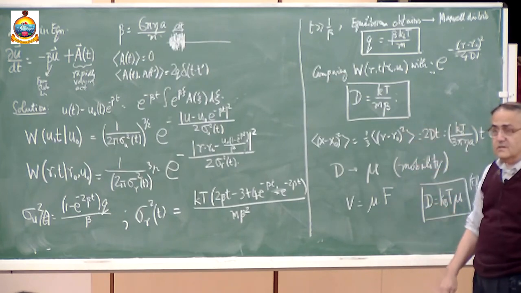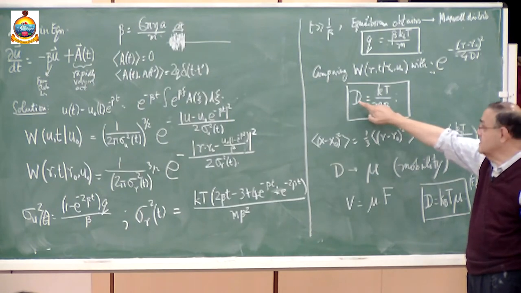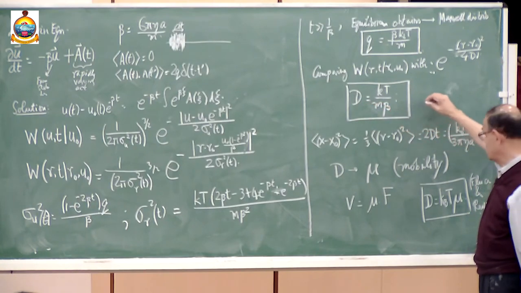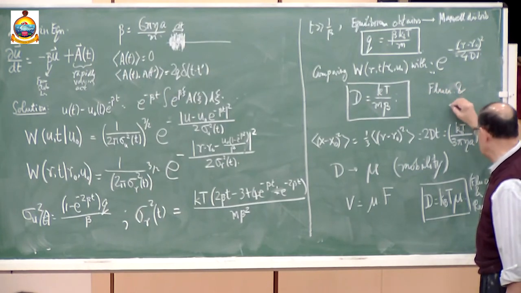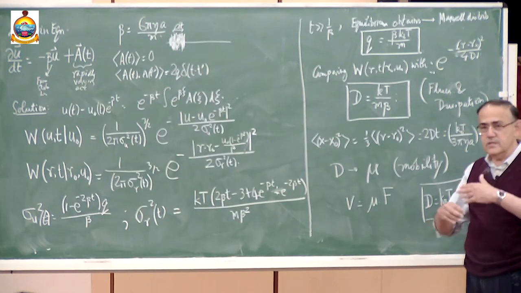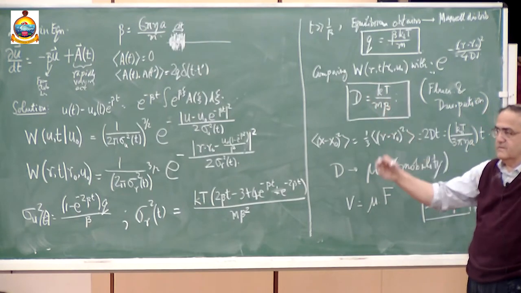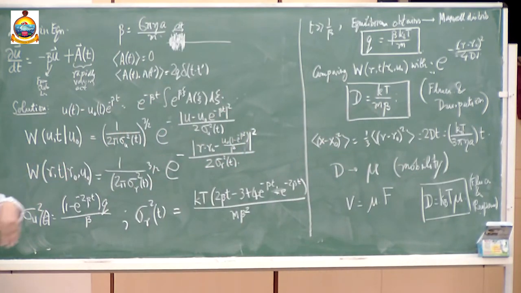What about this? This is beta, this is D. D characterizes fluctuations, this the dissipation. So, this connects fluctuations to dissipation. Also a very general relation. So when you learn response theory as a separate large important chapter in some book, you will encounter all these things more or less in the same chapter.